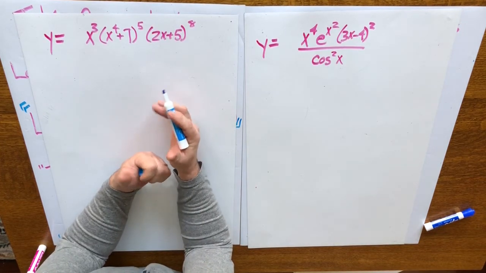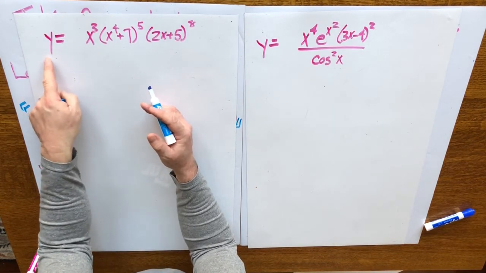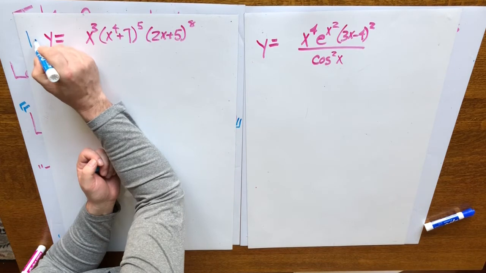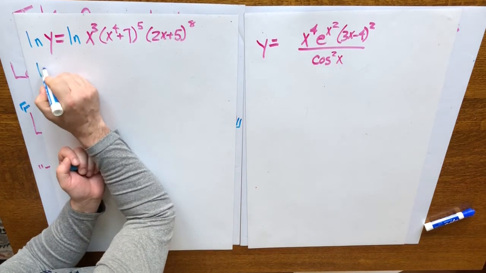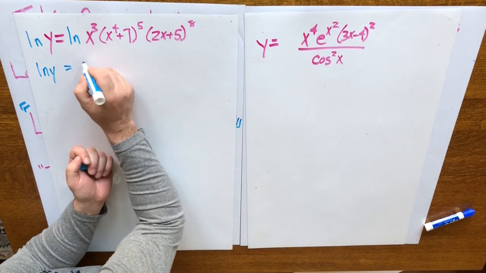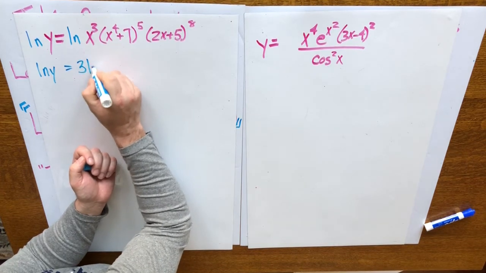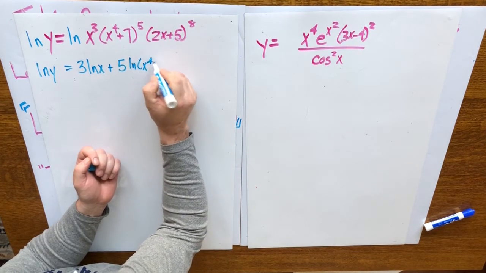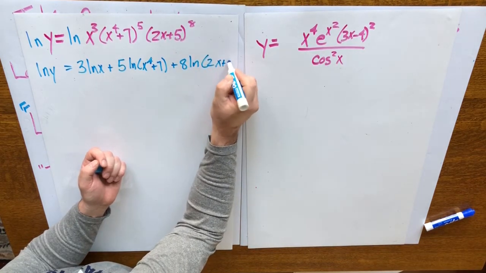That's the benefit. The cost is that it's going to change from a y equals function to a ln y function where we're going to have to do implicit differentiation. So let's give it a try. We're going to take the ln of both sides, and that allows us to take this product and change it into sums and differences using the laws of logarithms. So let's break this one down, and it would look like this. 3 ln x plus 5 ln of x to the 4th plus 7 plus 8 ln of 2x plus 5.